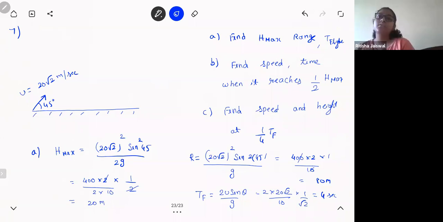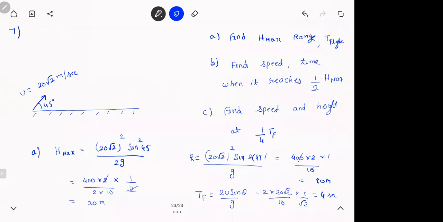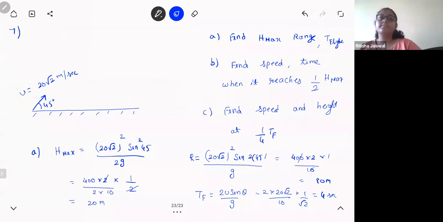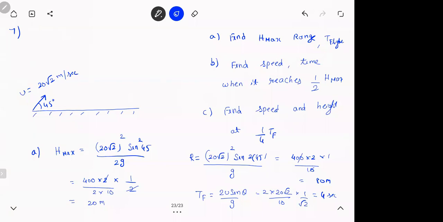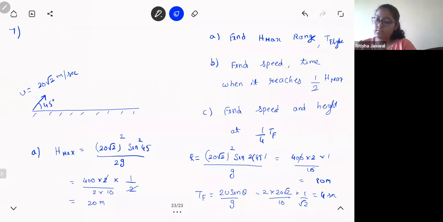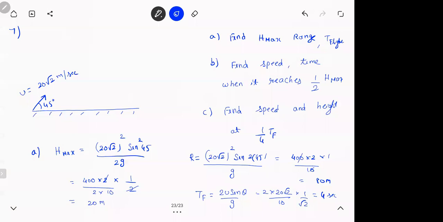B part? Time of flight should be half of H max, right? So shouldn't we multiply that by half? Oh, okay. This is just the first part. I'm just finding H max, range, time of flight, standard. I didn't start B and C. Because in C I need 1/4 of time of flight, so I need time first of all. So I just calculated everything.